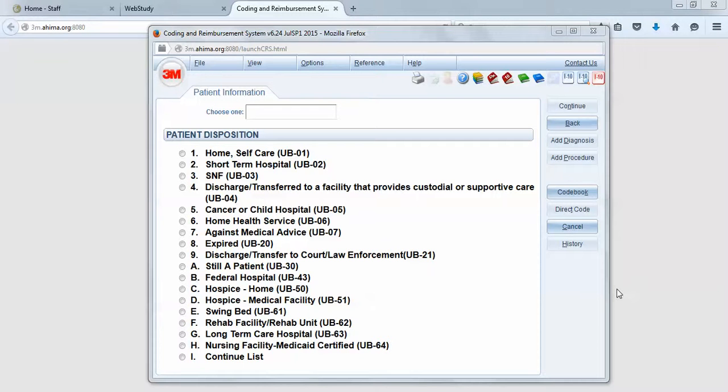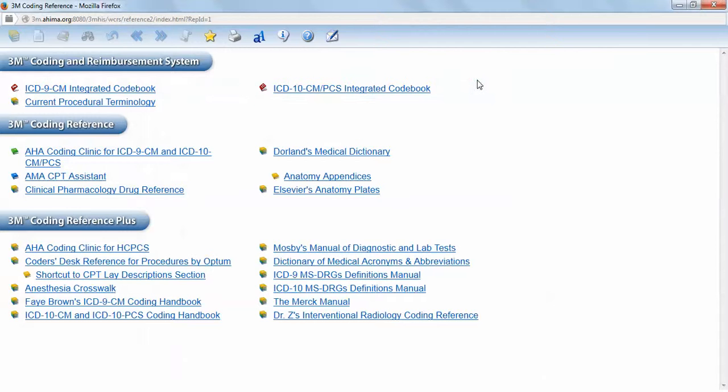Okay, so the next in our series of Encoder references is going to be the clinical pharmacology drug reference. Again, when you get into 3M and as you're coding, here's what your screen's going to look like, very similar. Let's click on our little book stack for our references. The clinical pharmacology drug reference is going to be found in the 3M coding reference. So let's click on that right here.